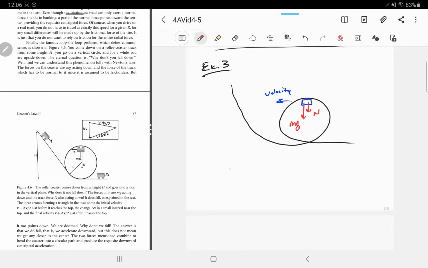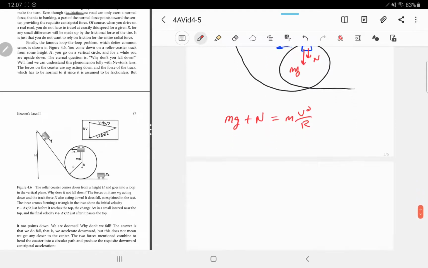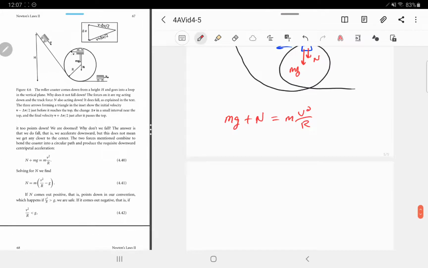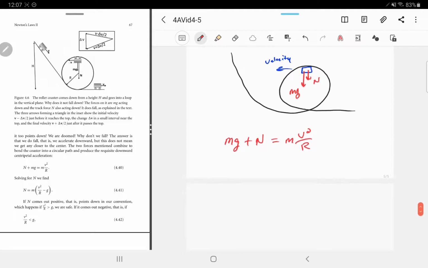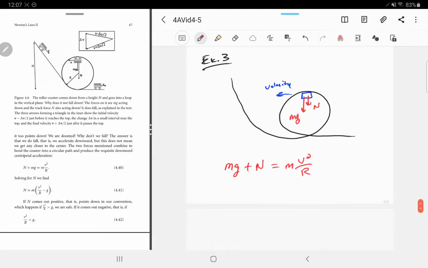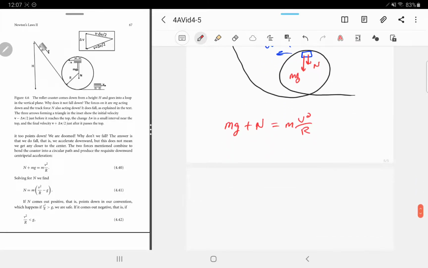And so we have the sum of the forces in the radial direction. They're all only in the radial direction. So it's mg and the normal force. Those are the sum of the forces, and that equals mass times acceleration, mv squared over r. Now what your book does is it solves for the normal force for this problem. So what normal force is required to keep this thing going in circular motion?